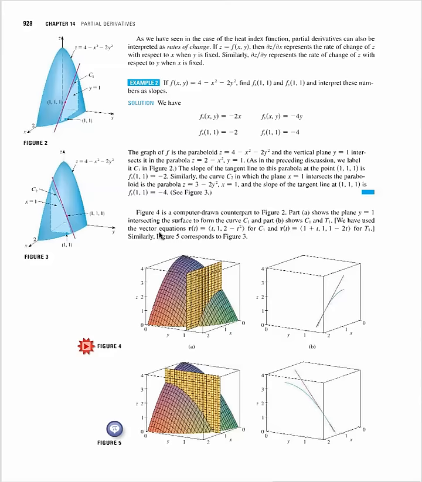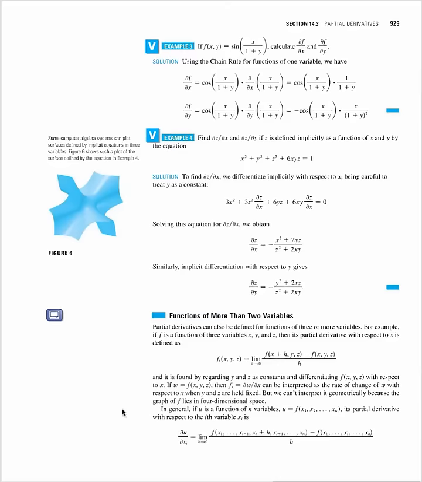Example 2 is also a really good example, so make sure that you read that thoroughly and understand it. Example 3 is another example of calculating partial derivatives, and this is a good one. Make sure you understand what's going on. And example 4 is an example of partial derivatives using implicit differentiation. Also pretty key. Make sure you remember what implicit differentiation is and how this works.